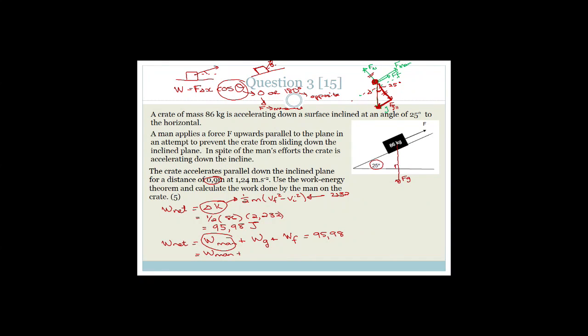Therefore, that is 90 degrees, okay? And if you want to, you can realize that there is FG parallel. It's the horizontal component, and then that would be the vertical component, FG perpendicular. And then this here is also FG parallel.